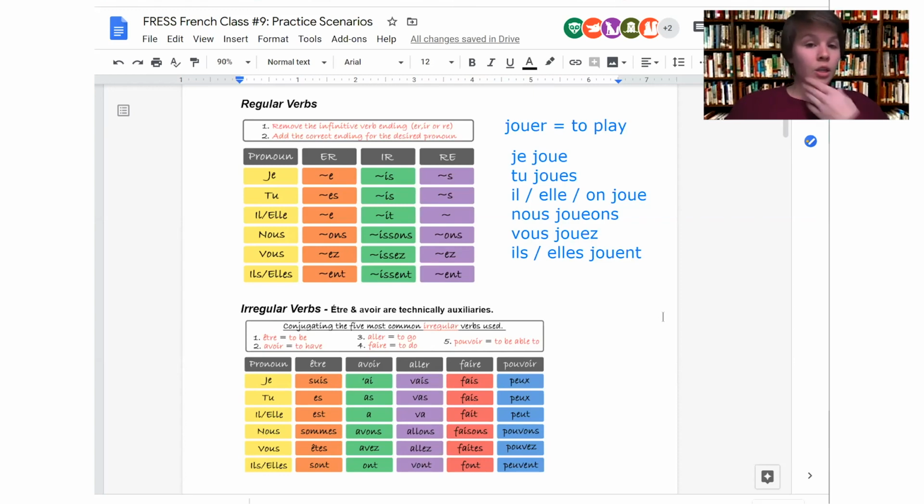Okay. Then you have the second group, which is quite a rare group. It really doesn't come up all that much, and there's only a couple of verbs that do this. But basically, the most common one that you find in this group is finir, to finish something.